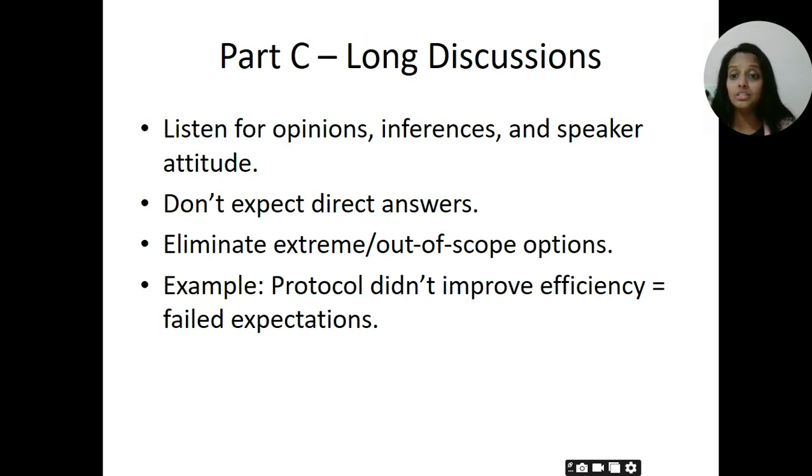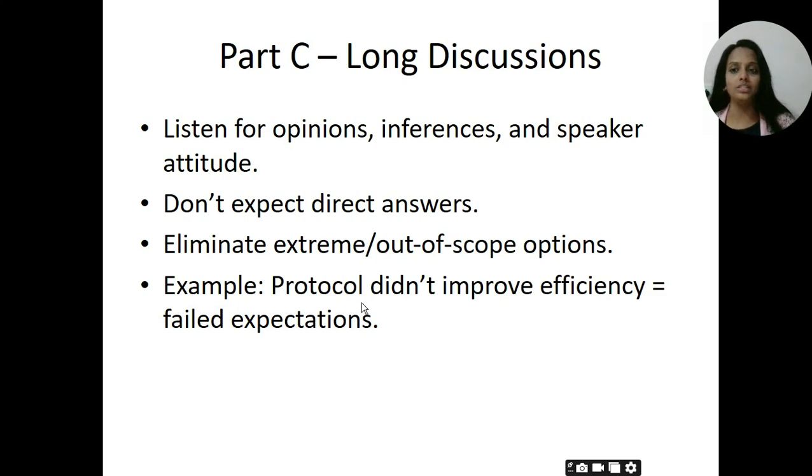And the next strategy is eliminate extreme or out of scope options. When you are in doubt, knock out the most extreme or off topic option first. Most questions have one clear wrong choice. Always find and delete that first.